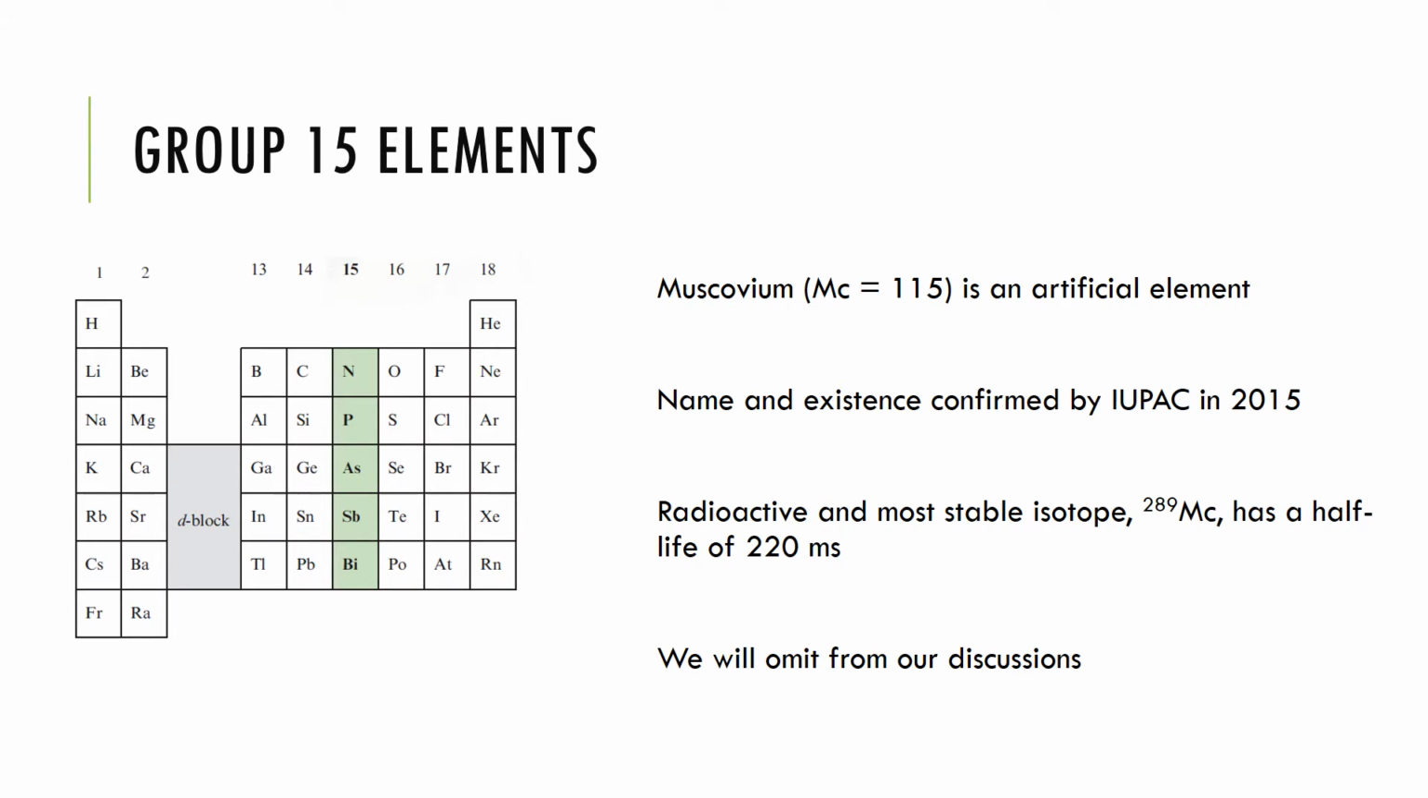Moscovium then, element number 115, is an artificial element. It was named and its existence was confirmed in 2015 by IUPAC. Its most stable isotope, moscovium-289, has a half-life of 220 milliseconds. So it doesn't really give us much time to study any of the properties of moscovium.